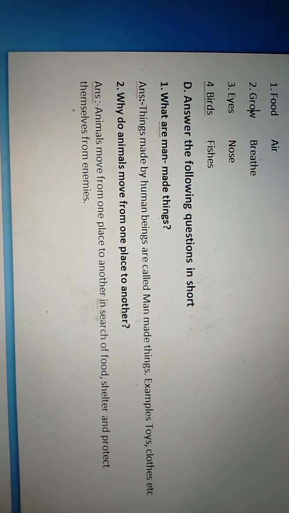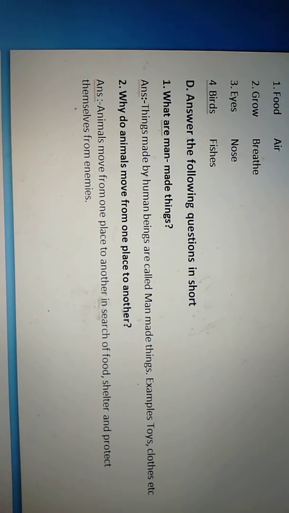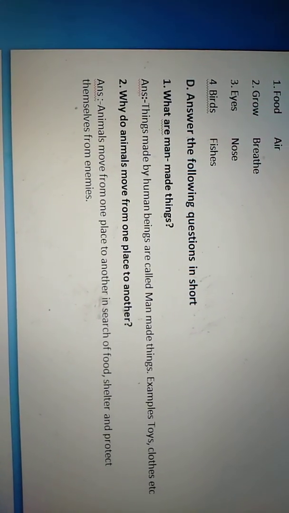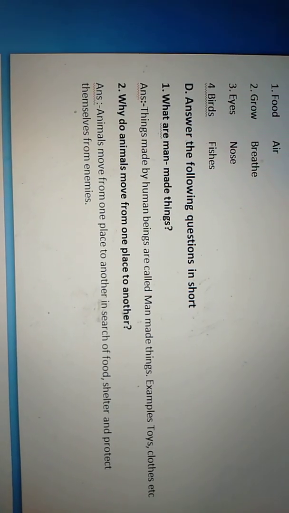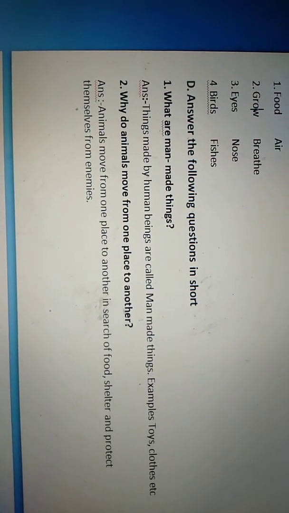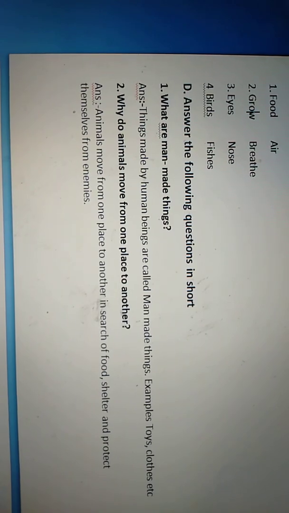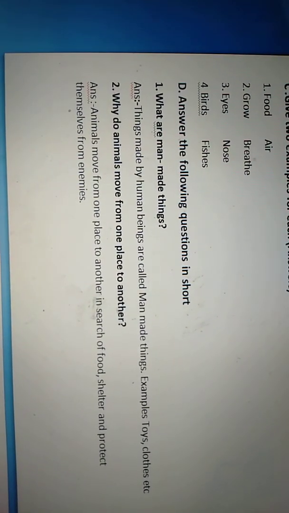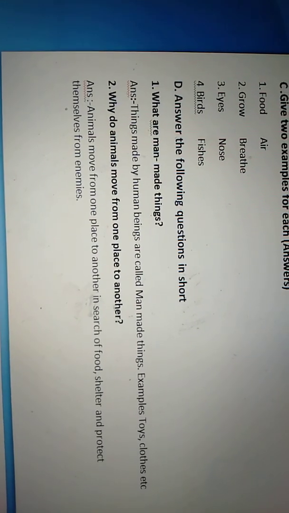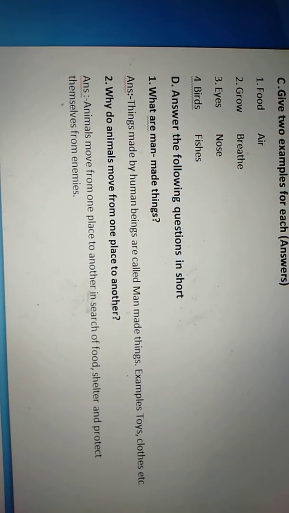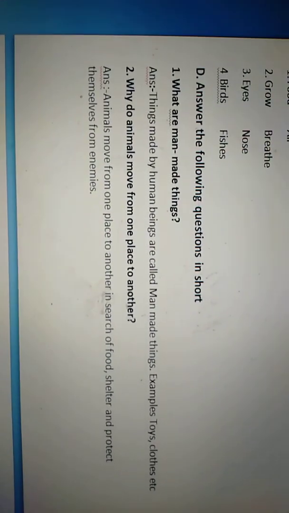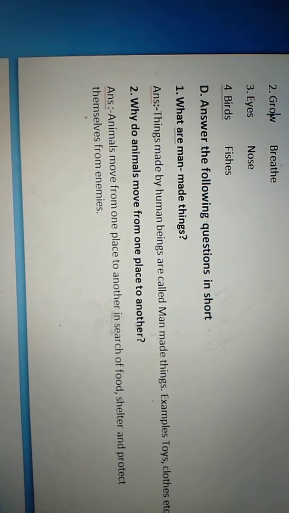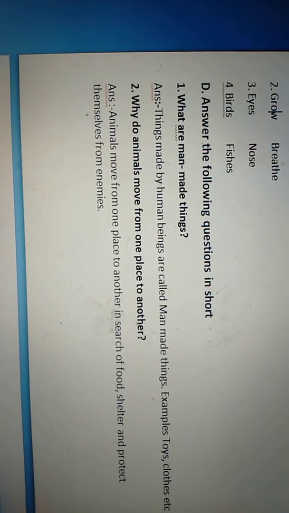Have you written the answer to question 1? Write once again, I am just repeating the answer of the first. What are man-made things? Things made by human beings are called man-made things. Examples: toys, clothes, etc. The second question is, why do animals move from one place to another?